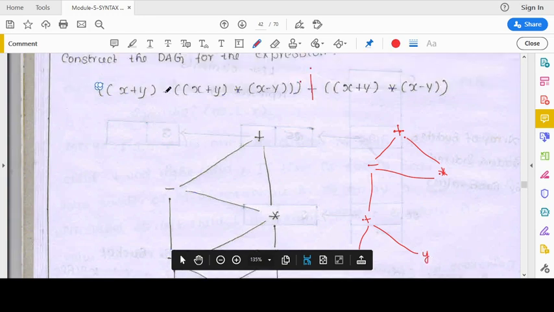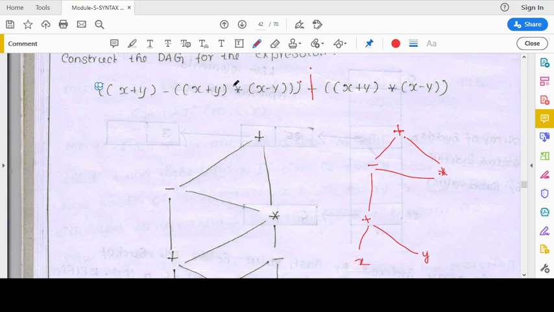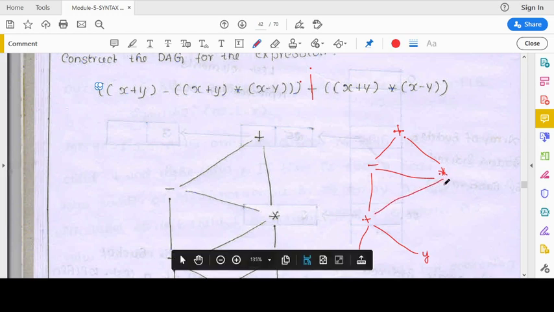Then minus is what we dealt with here. The right child of this minus is star, right? So this is where we looked, and this star again has the left child as plus and the right child as minus. Here if I go here, it will be in a loop, so try to avoid that.